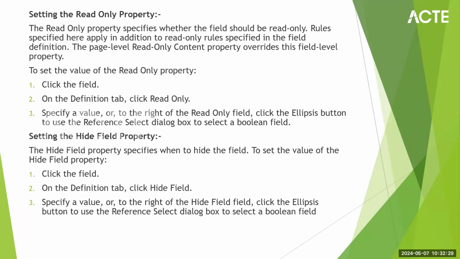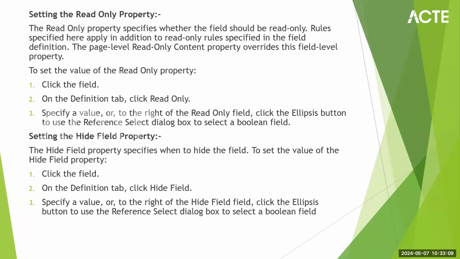Setting the read only property. The read only property specifies whether the field should be read only, nothing but the user cannot make any changes or update the values of that particular field. How do you do that? Click on that field on the definition tab, click read only, specify a value, or you can map the existing field ID which is already present in your manuscript with a boolean field like true or false.